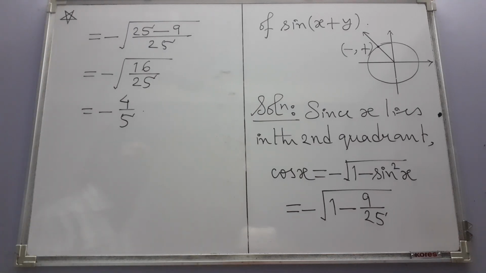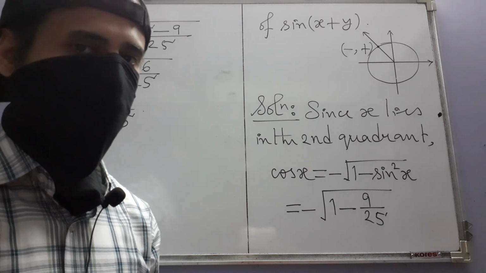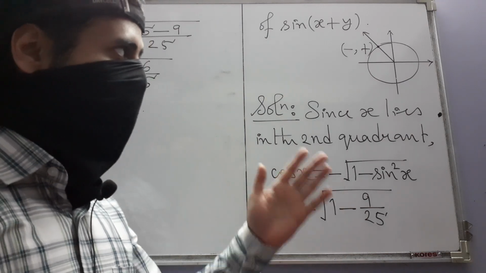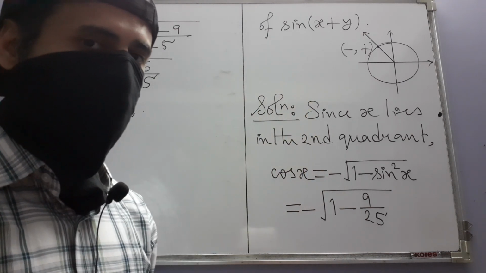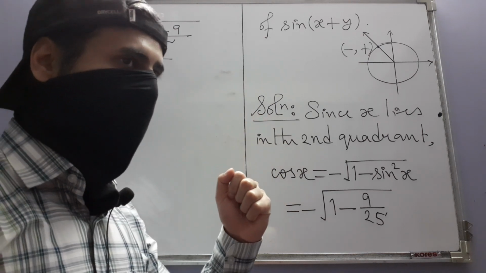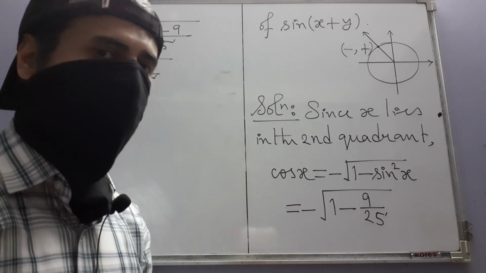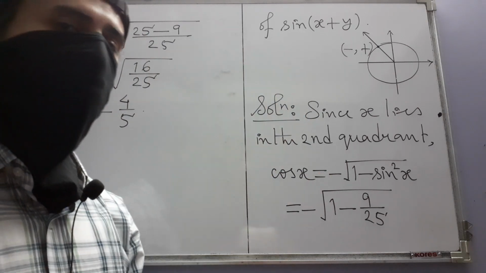Next, just like that, we are going to find sin y from cos y, and like x, y is also in the second quadrant. So for y also, cos y is negative. In fact, it is negative. It's the given value minus 12 divided by 13. But sin y will be positive.